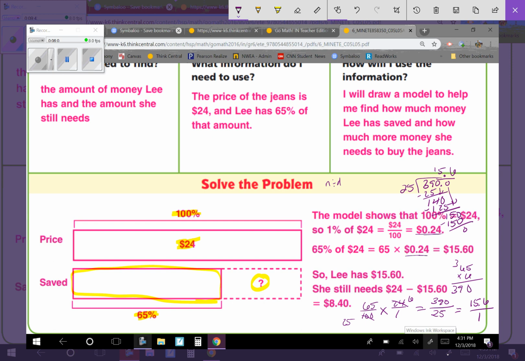To make that into a dollar, I would just add a 0 in the end and put a dollar sign, which still gives me $15.60. Again, whichever way makes more sense to you works just fine. So Lee has $15.60, but we have to find the difference. So you would take 24 minus $15.60, which gives you $8.40. So she still needs $8.40 because she has $15.60 and she needs $24 in order to buy the jeans.